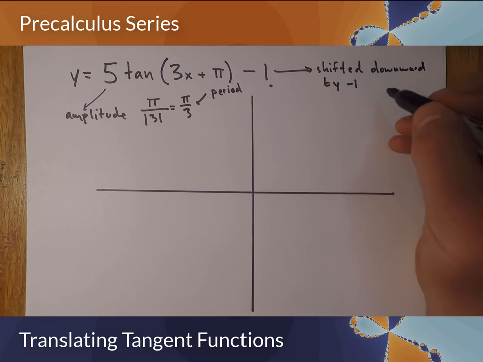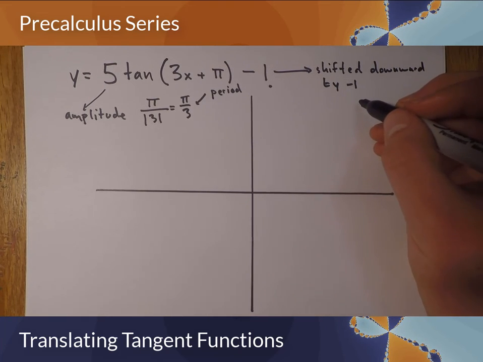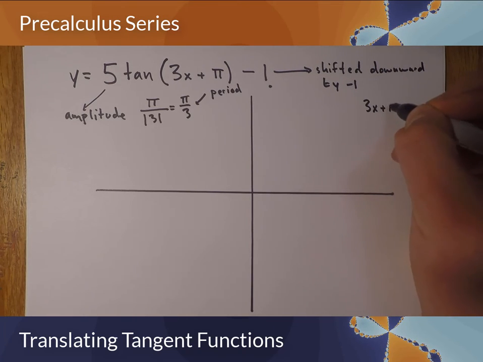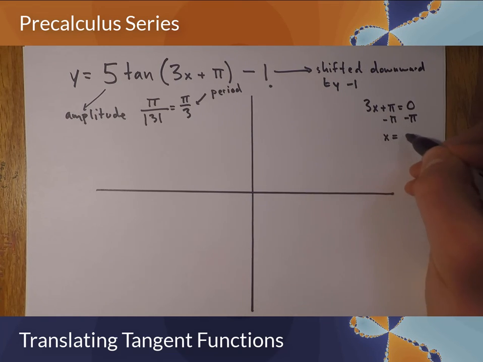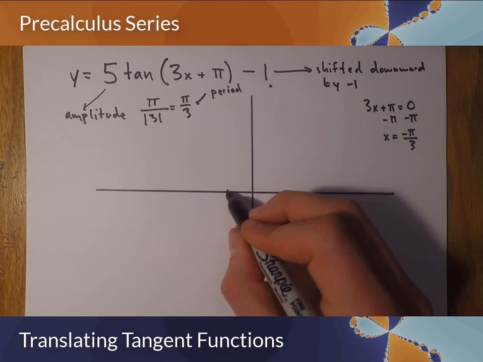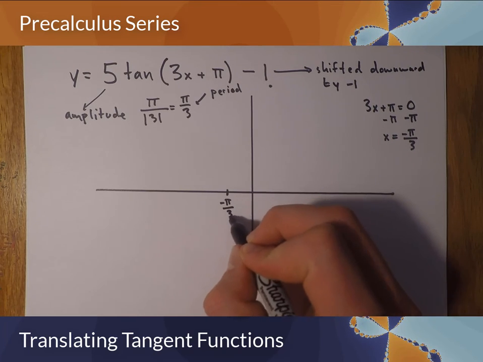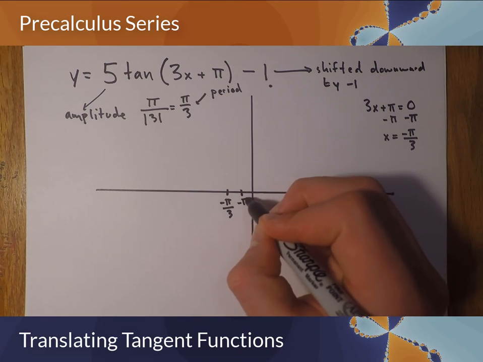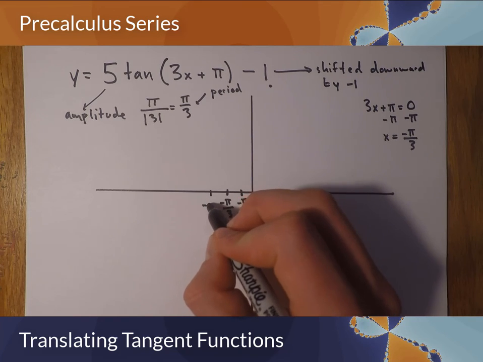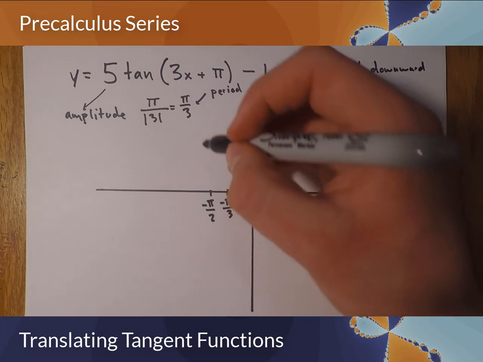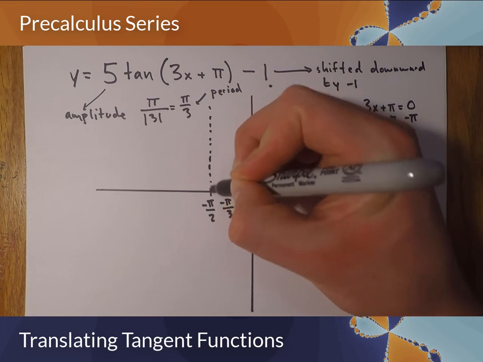And then we need to find what the horizontal shift will be. So just take 3x plus pi, set it equal to 0, subtract pi, and then you get x equals negative pi over 3. So it's shifted over negative pi over 3. And now since the period is pi over 3, it goes from negative pi over 6 to negative pi over 2. And so we just draw in your vertical asymptotes like that.